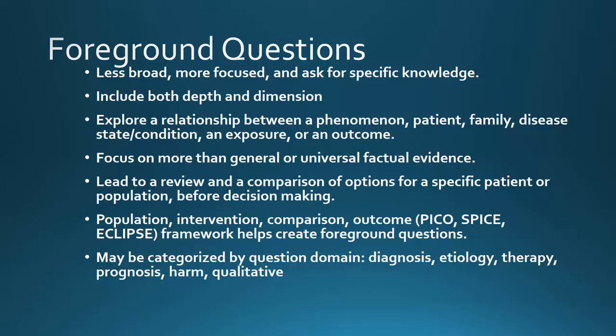Okay, they look at relationships often between phenomenon, patient, family, a specific disease state, exposure, outcome. They look at more than general or universal evidence. Okay, they're really usually looking at results of one type of study, either quantitative studies or qualitative studies or something of that nature. So they lead to a review and oftentimes have a comparator in them.